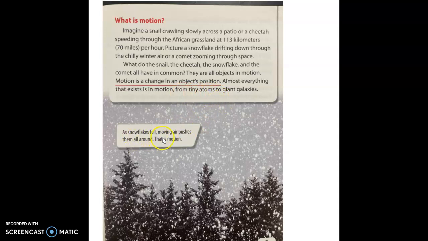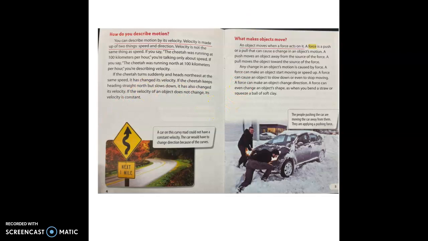As snowflakes fall, moving air pushes them all around. That is motion. How do you describe motion? You can describe motion by its velocity. Velocity is made up of two things, speed and direction. Velocity is not the same thing as speed.